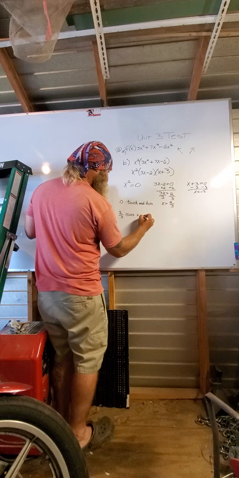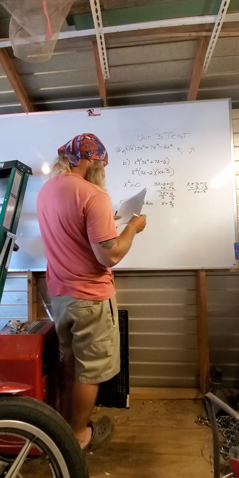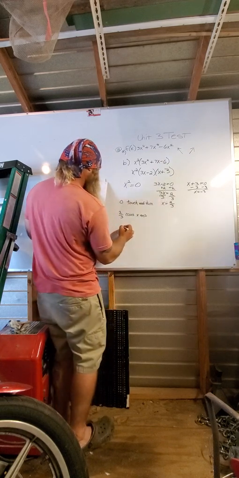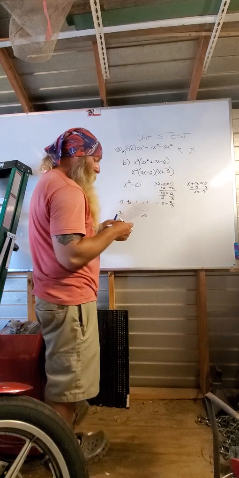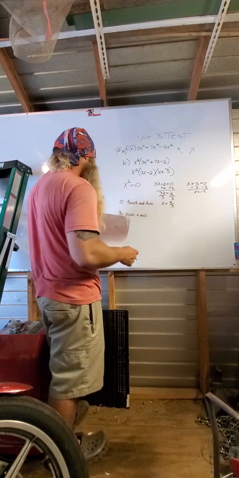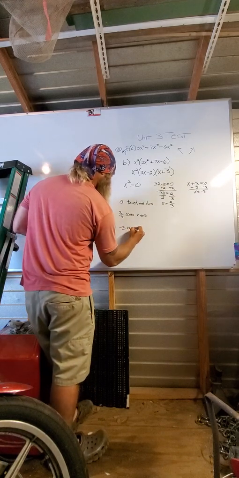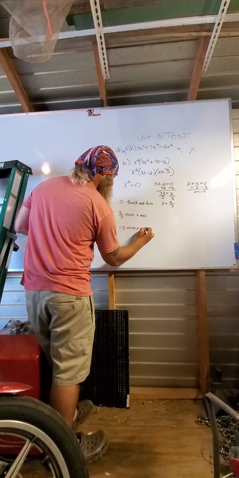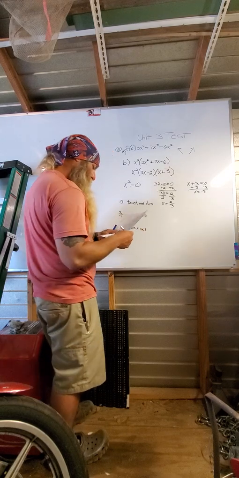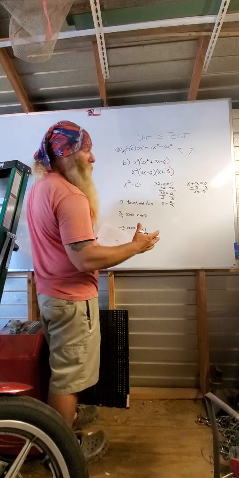And then we have negative 3, which crosses through because it is an odd multiplicity. So it crosses the x axis, and that is number 2.